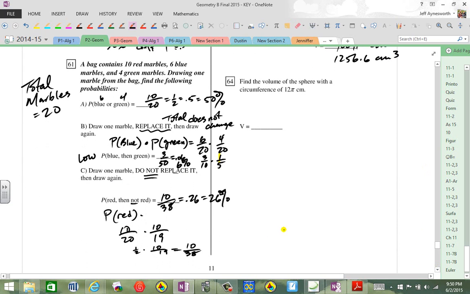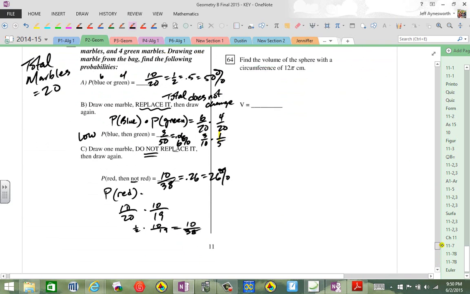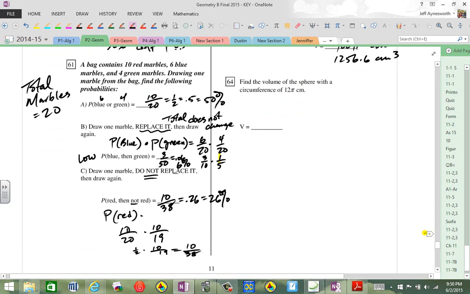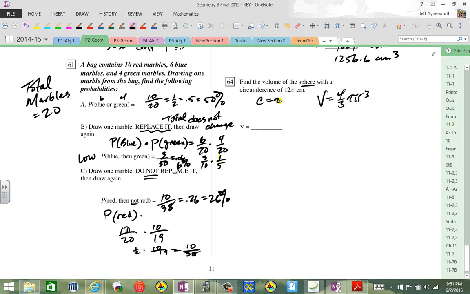All right, and then number 64. Holy cow, there's more. Okay, 64. Find the volume of a sphere. Okay, now a sphere. That's 4/3 pi r cubed. If the circumference is given, so C is equal to 12 pi centimeters. So I'm going to take this down here.